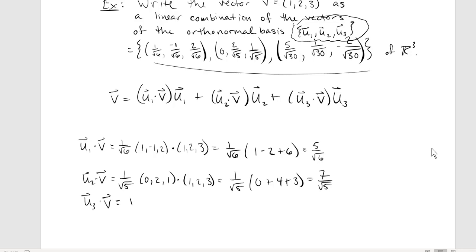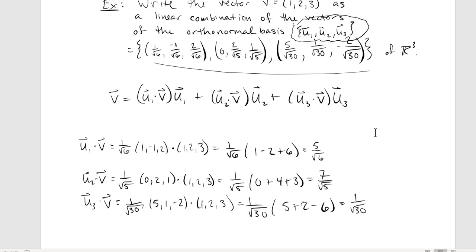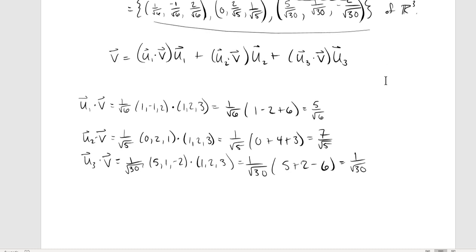Finally, u3. So it looks like this one gives us 1 over root 30. All right, so we're almost there. I'd say the last little step is now we know these scalars. Let's go and just write this linear combination out nicely.